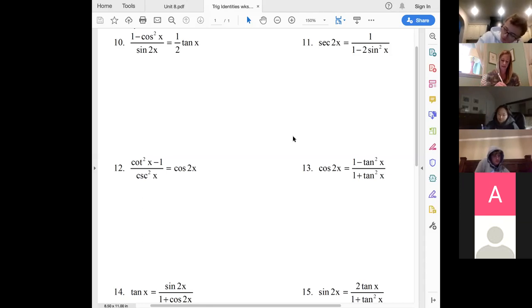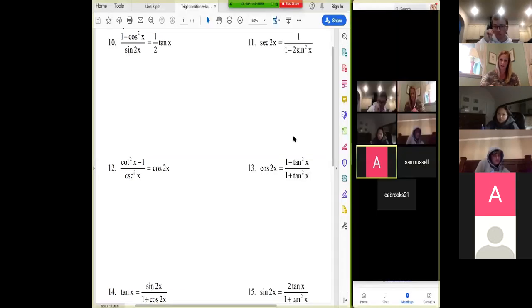Sometimes on these, and the reason I want to go through more of them, is sometimes it's best to get rid of the double angle one first, and sometimes it's not. It kind of depends on the question and how you want to look at it. So in particular, let's talk about question 10 right now. If anyone can answer, what side would you start with on question 10? Left, probably. I would start with the left myself.